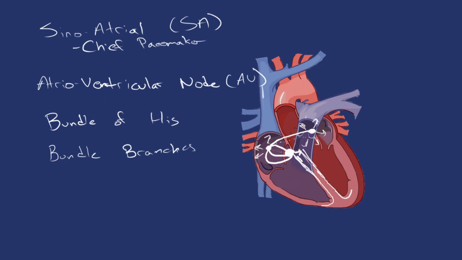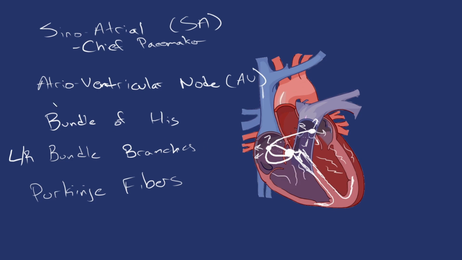So we went from the SA node to the AV node. That goes to the bundle of His, which breaks up into our two bundle branches, a left bundle branch and a right bundle branch. That's going to carry this up through the ventricles. And then we get to our Purkinje fibers, these little fibers that go up through the ventricle this way.